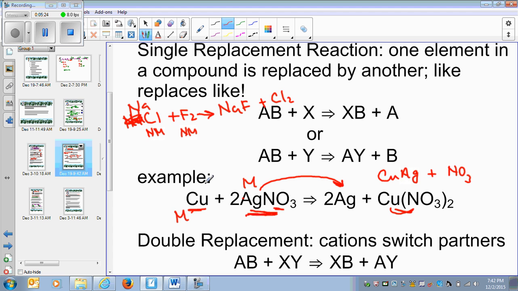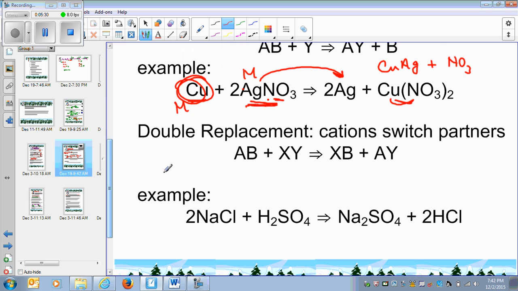But the thing is that it has to be one element reacting with a compound. That is called single displacement. And double displacement is where both of the partners are switched. So X is bonded with B and A is bonded with Y. In this, a compound will react with a compound.